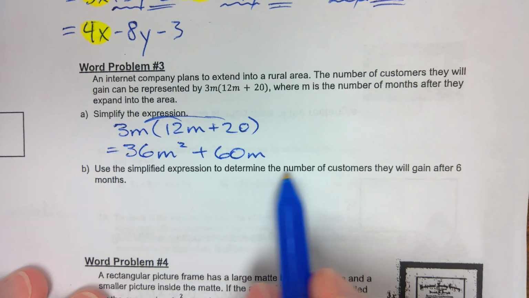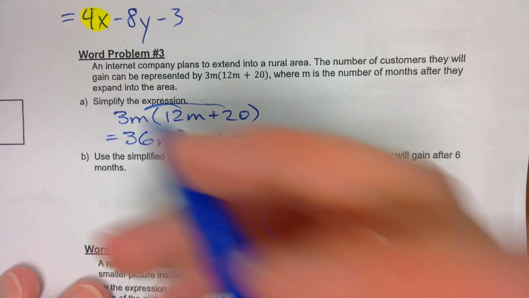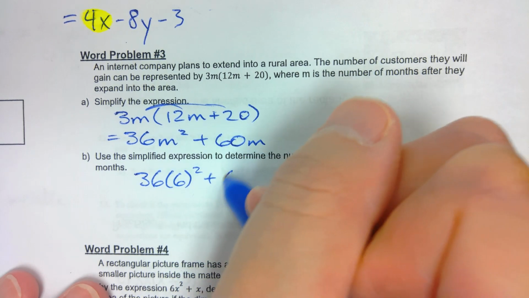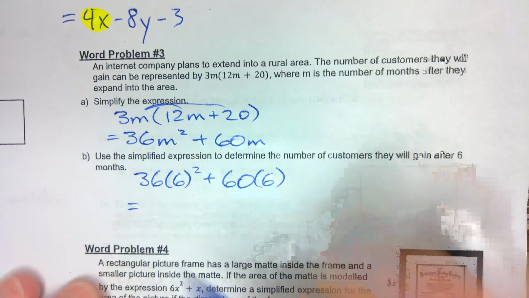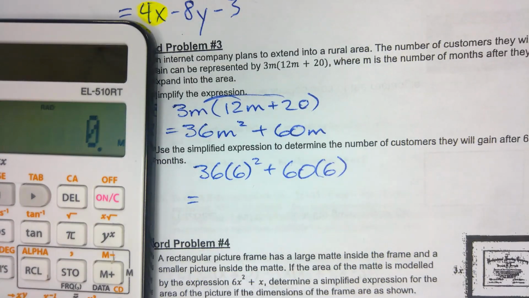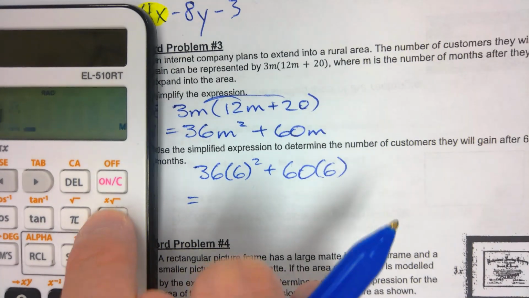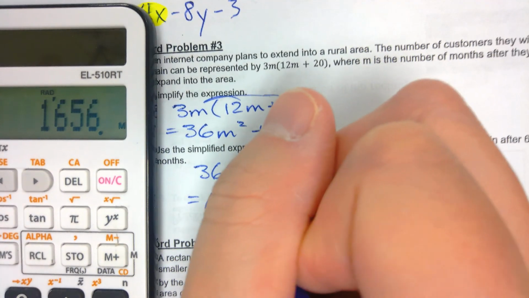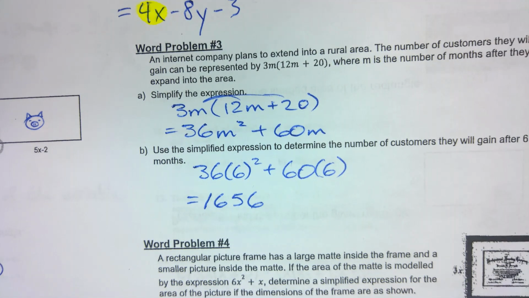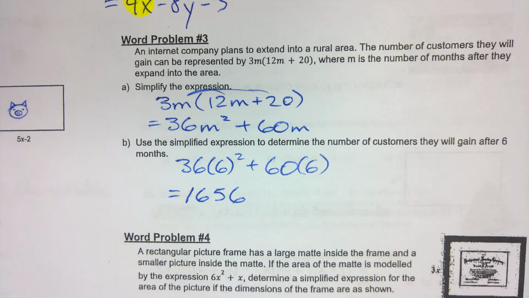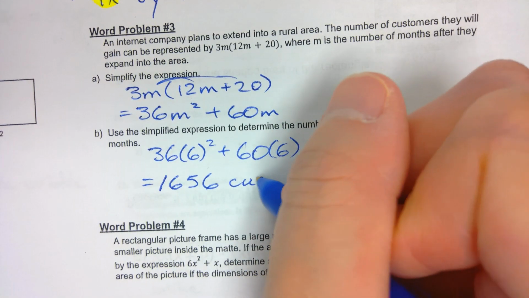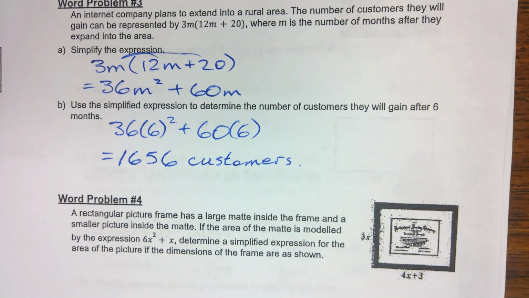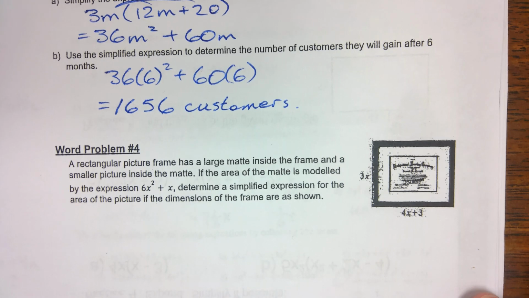Use this simplified expression to determine the number of customers we'll gain after 6 months. So again, when you substitute, put it in brackets. Okay, and then just do it all on your calculator. 36(6)² + 60(6), 1656. What's my unit here? Customers. Good job. Okay, if you need to, read the question again. For all word problems, you always have a unit. Okay, and then the last one.